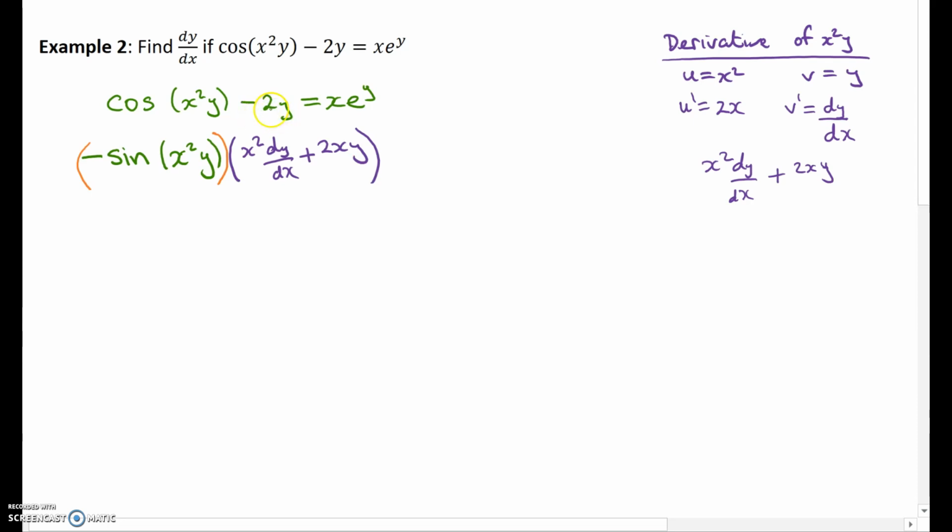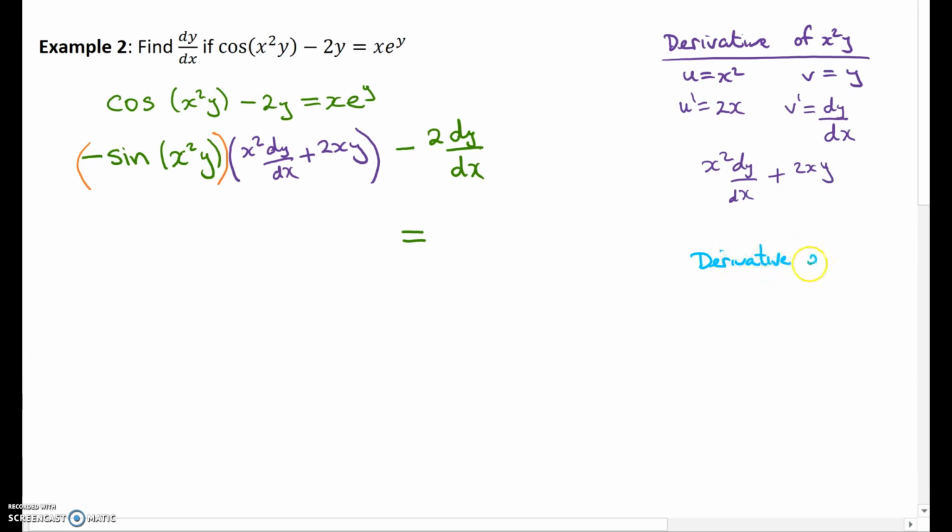Okay, the next bit is a little bit more straightforward. Negative 2y. Well, if you differentiate negative 2y, that's negative 2. The derivative of y is 1 dy dx. Okay, and that's going to be equals, and I'm running out of room here, x e to the y. Well, that again is another product rule, because there are two variables involved, x and y.